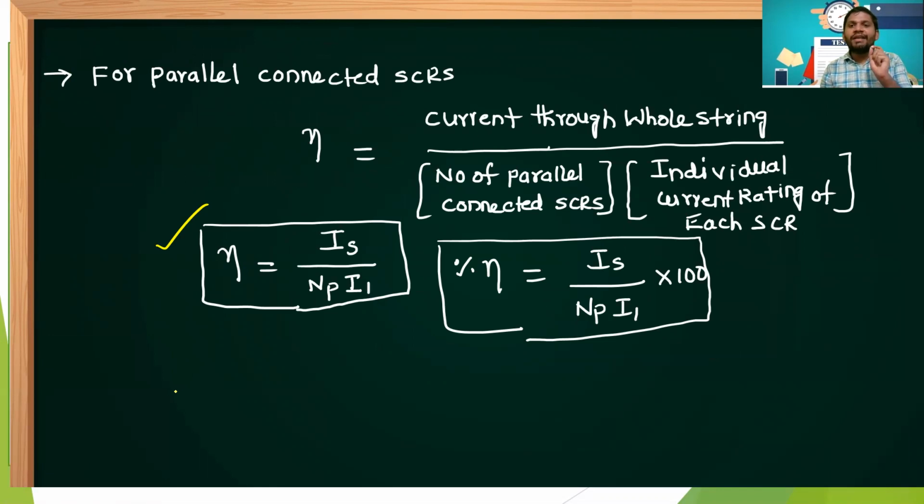Then what is the significance of string efficiency? It is a measure of the degree of utilization of SCRs in a string. In a given series or parallel connection, how much are the SCRs utilized? Is it 50% utilized, or 70%, 80%, 90%? That is measured by the string efficiency. That is the significance of string efficiency.